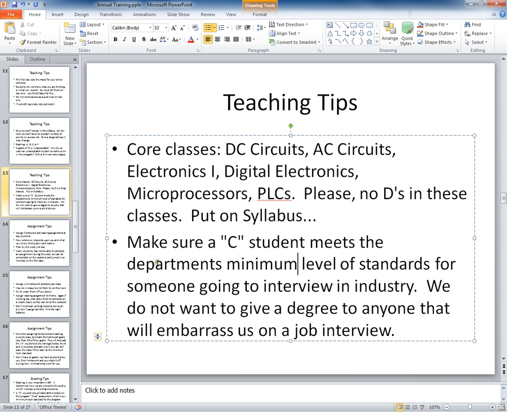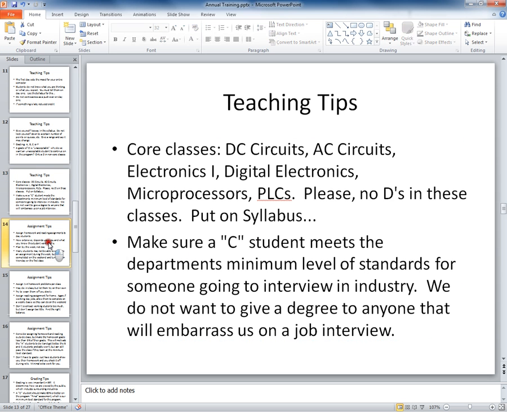And that's why we have the minimum standards. That's why we have the final assessment. If someone cannot pass the final assessment with 80 or better, they should not be passing their courses. And I'll give you a copy of the final assessment so you can have that.